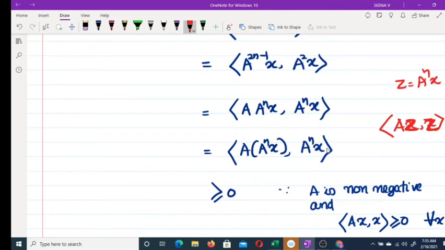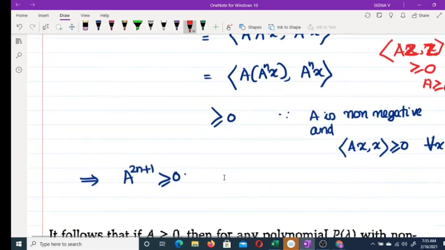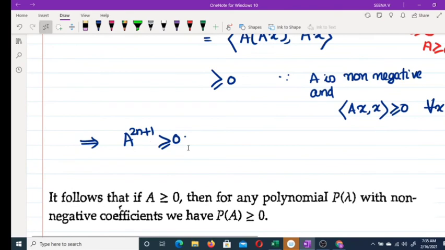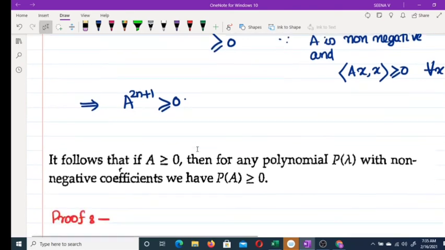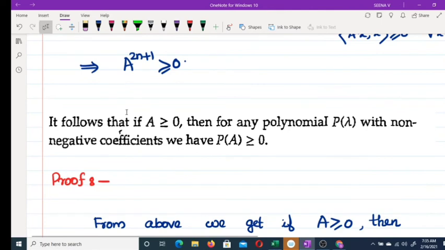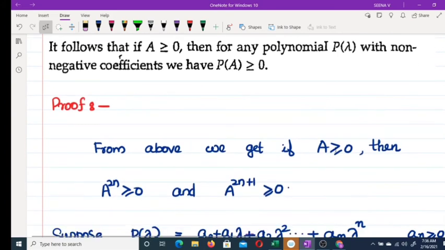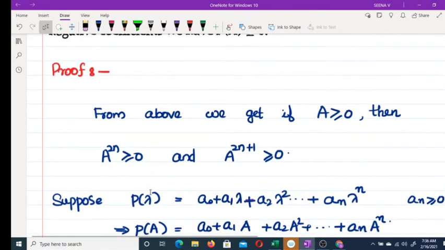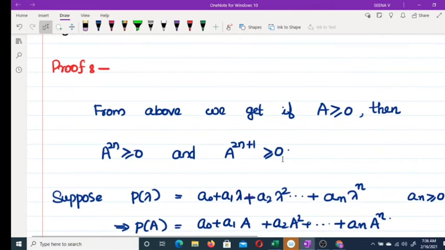So if you put z equal to A raised to n x, this becomes A z, z. But this is greater than or equal to 0, because given A greater than or equal to 0, inner product A x, x greater than or equal to 0. This implies A raised to 2n plus 1 greater than or equal to 0. And in the last statement, if A greater than or equal to 0, then for any polynomial p of lambda with non-negative coefficients, we have p of A greater than or equal to 0. So from above we get if A greater than or equal to 0, then A raised to 2n greater than or equal to 0 and A raised to 2n plus 1 greater than or equal to 0.